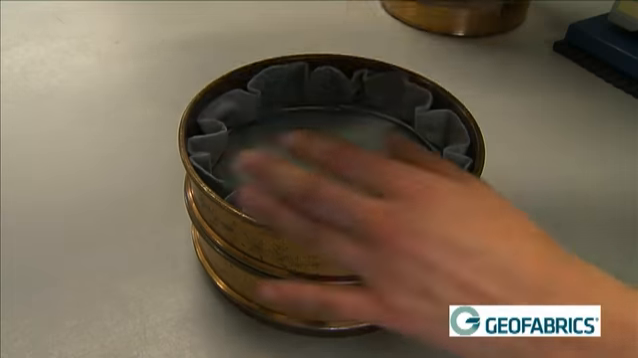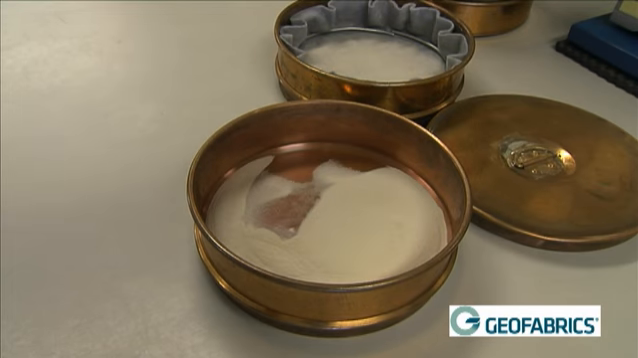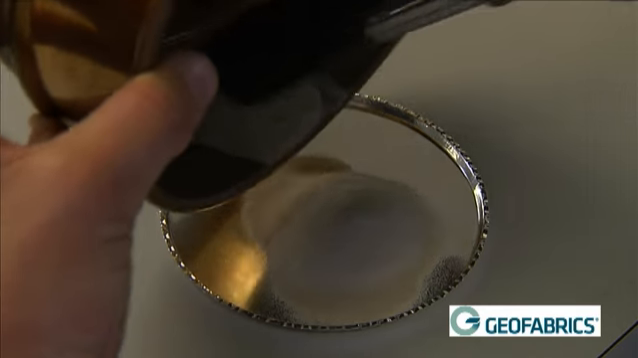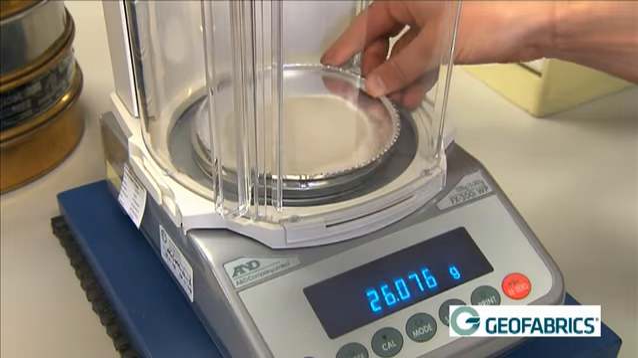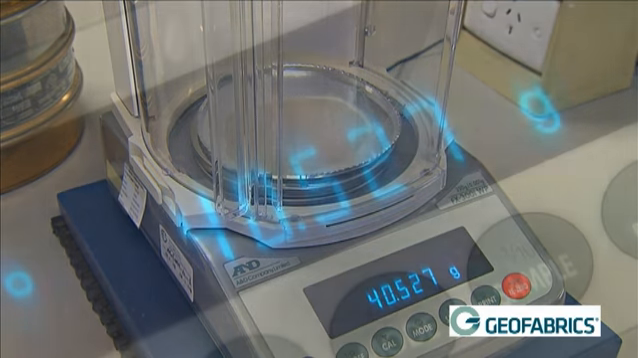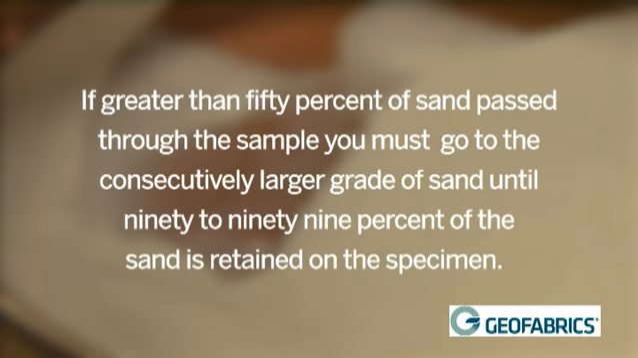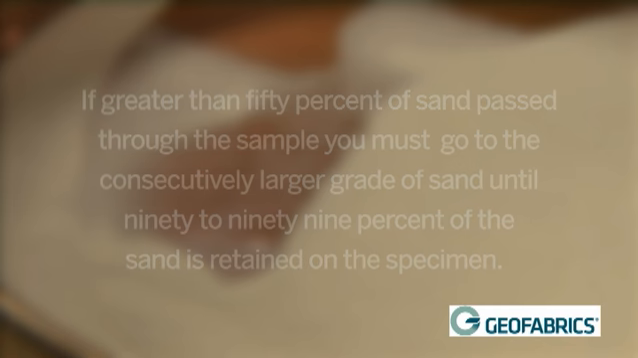After 10 minutes, the sieve stack is removed from the sieve shaker. The sand in the collection pans is now weighed and recorded as the weight of the sand passing through the specimen in grams. If greater than 50% of sand passed through the sample, you must go to the consecutively larger grade of sand until 90 to 99% of the sand is retained on the specimen.